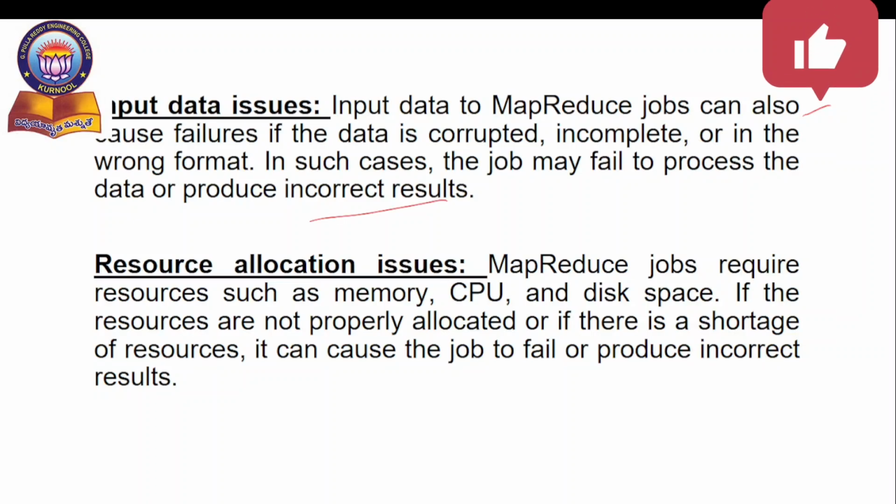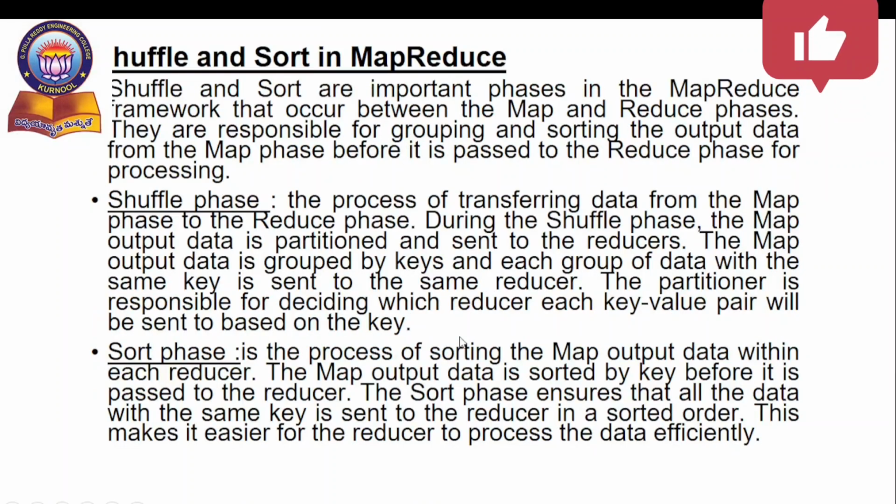Now, the last one is resource allocation issues. MapReduce jobs require resources such as system memory, CPU cycles, and also disk space to store the data intermediately. If these resources are not properly allocated, or if you have any shortage of resources, then the job may fail or produce incorrect results. Even if you have fewer resources or a shortage of resources, the job may also get delayed in execution. So these are some failures that may occur in a MapReduce job.